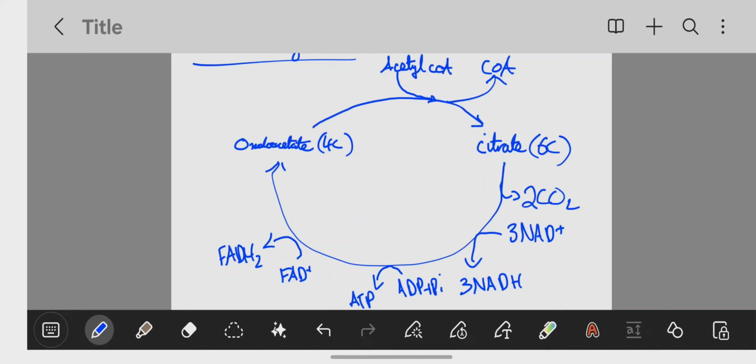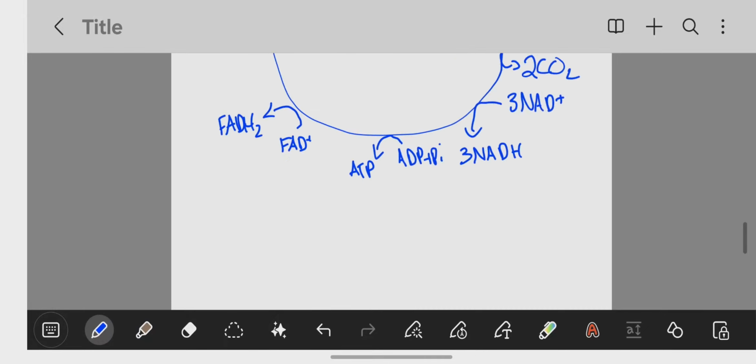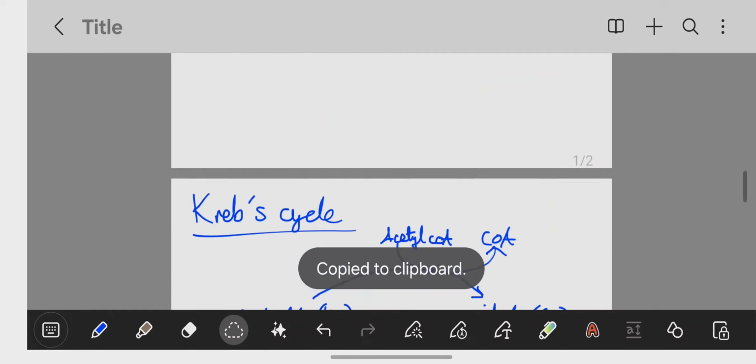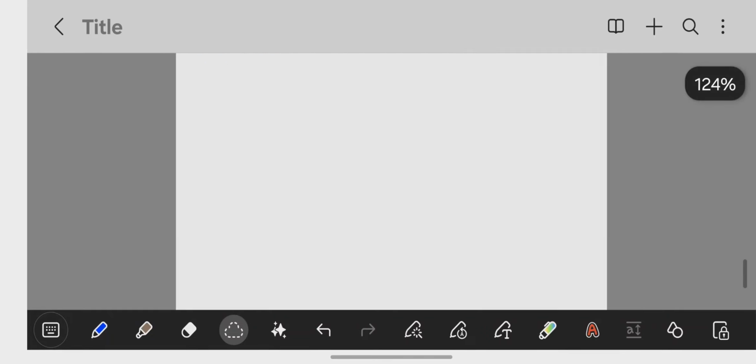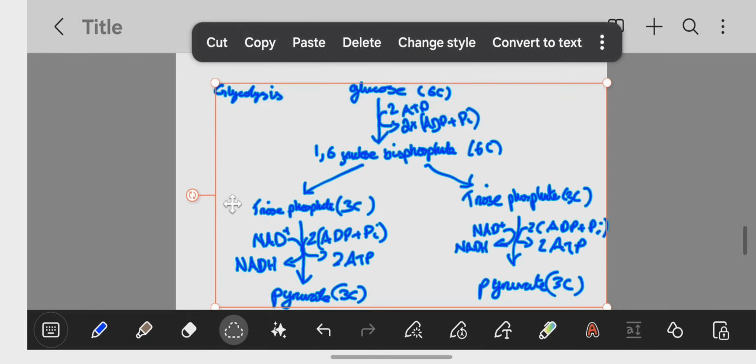So before I go on to oxidative phosphorylation, I'm just going to explain anaerobic respiration quickly. It shouldn't be too difficult. For this one, I'm going to refer back to glycolysis here. I'm actually just going to copy all of this, and paste it into this new page. Okay, cool.